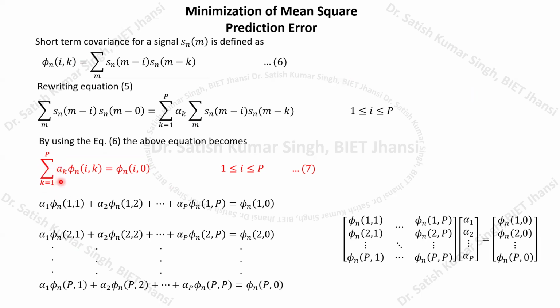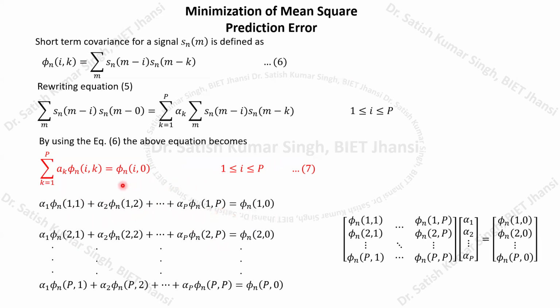So this value will be alpha 1, phi n 1 comma 1. First of all, we have to choose a particular value of i. Let us suppose we expand this summation for i equals 1. In that case, this equation will become alpha 1, phi n, where the i value is 1 and the k value is 1. Then again i value is 1, and k value is 2. Similarly, alpha 2, and this summation will go up to alpha p, phi n 1 comma p, because the last value of k equals p. And this equation corresponds to i equals 1.